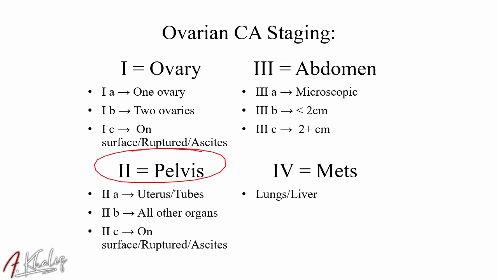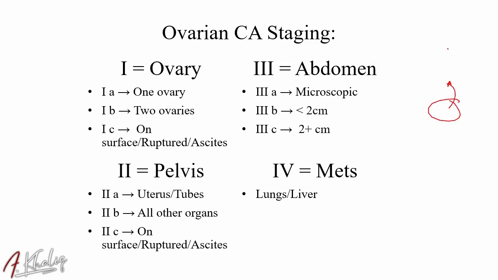In stage 2, you get the lesion in the pelvis, from the ovaries into the pelvis. In 2A, you get involvement of uterus and tubes. In stage 2B, you get all other organs besides uterus and tubes involved. In stage 2C, you get the lesions on the surface of the ovaries or the organs are ruptured with the ascites. In stage 3, you get the lesions in the abdomen.